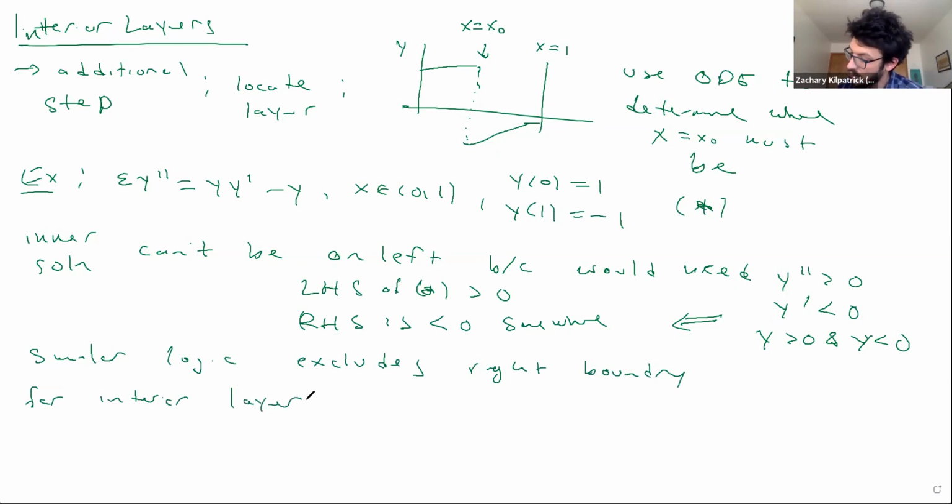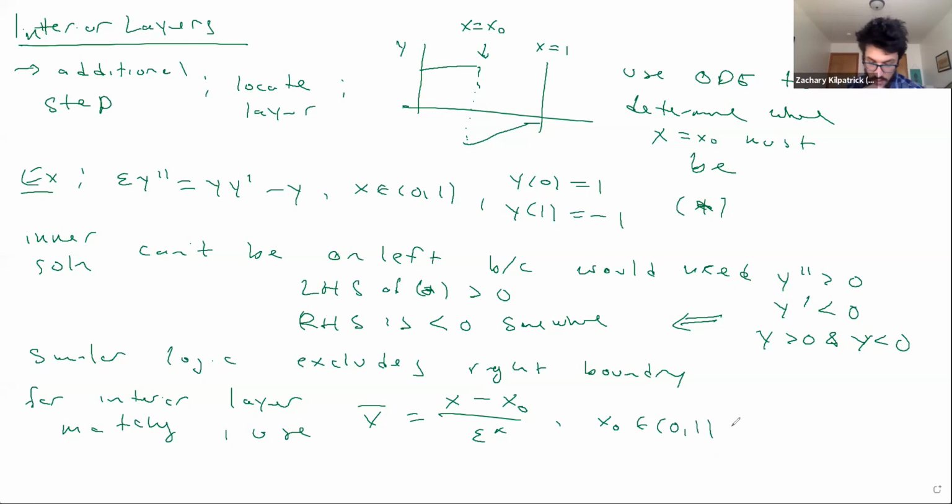And so for interior layer matching, we're going to use the change of coordinates x bar equals x minus x0 over epsilon to the alpha, okay? Where x0 is some value between the boundaries. And then we're going to have two outer regions now, where x is from 0 to x0, and from x0 up to 1, okay?